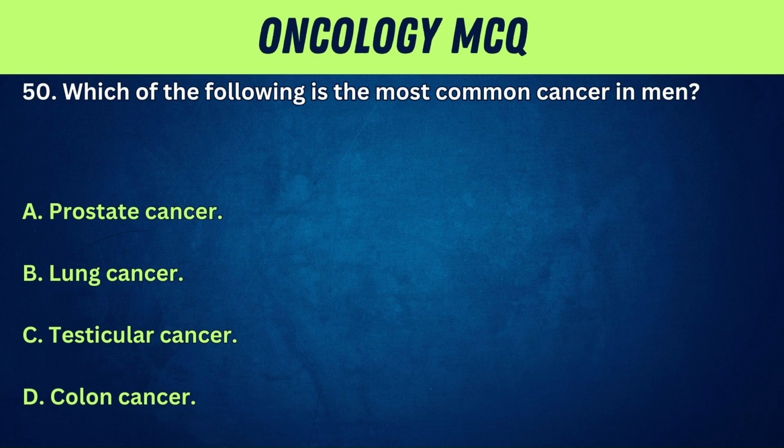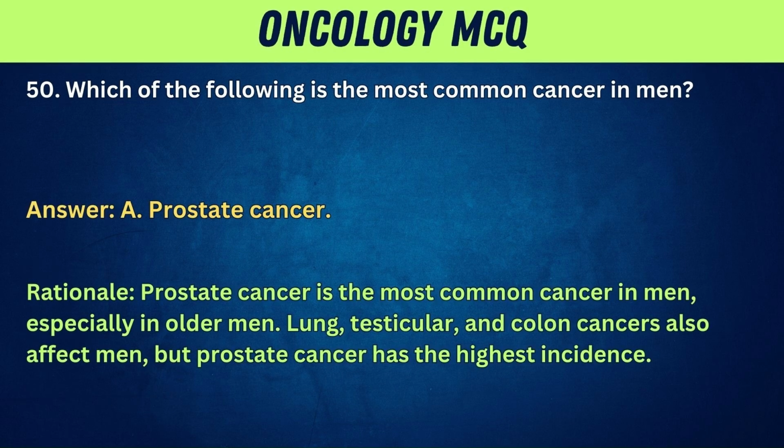50. Which of the following is the most common cancer in men? A. Prostate cancer. B. Lung cancer. C. Testicular cancer. D. Colon cancer. Answer: A. Prostate cancer. Rationale: prostate cancer is the most common cancer in men, especially in older men. Lung, testicular, and colon cancers also affect men, but prostate cancer has the highest incidence.